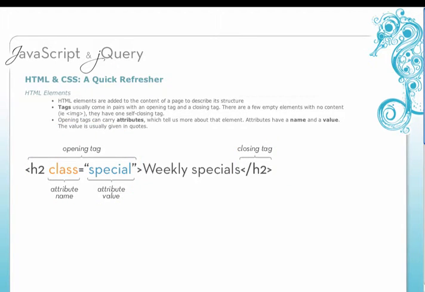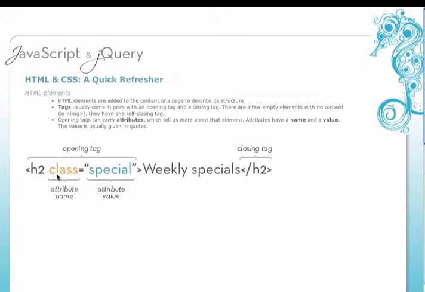There are a few empty elements with no content, like image tags, for instance, and they contain self-closing tags. Opening tags can carry attributes, which tell us more about that particular element. Attributes generally have a name and a value. The value is usually given in quotes.